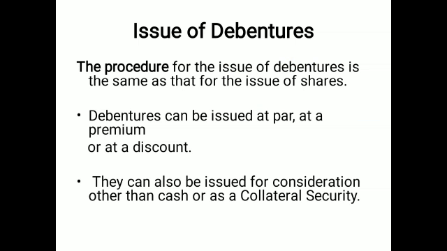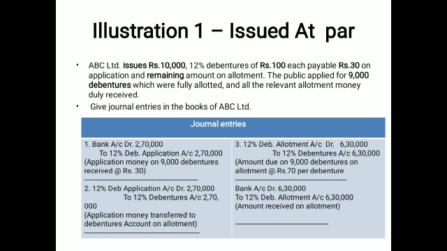But the last is debentures can be issued other than the cash, like collateral security. Collateral security means that as a security they can also be issued. So I am moving now to the examples.